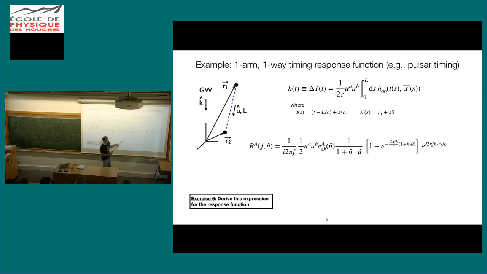And in the limit that f L over C goes to zero, so for small frequencies relative to C over L, you find that this stuff here goes away, and all you're left with is this. So in the long wavelength limit, where the gravitational wavelength is large compared to, say, the arm length of a detector, this formula simplifies.